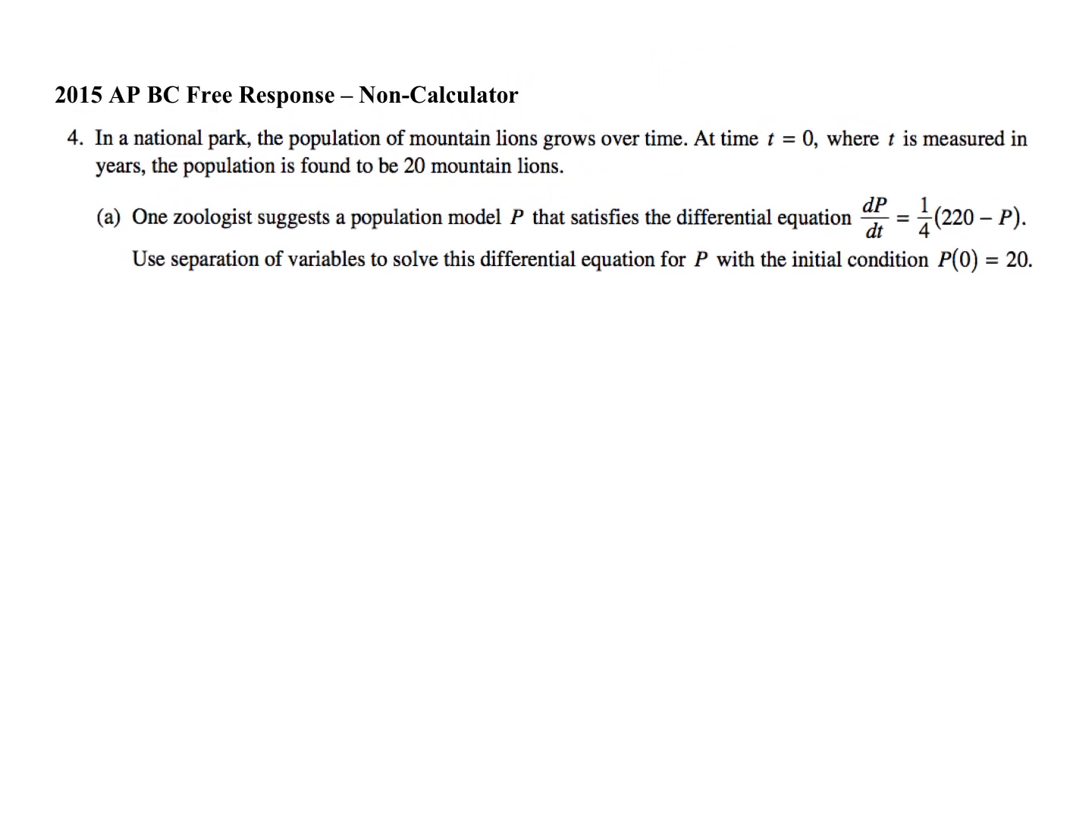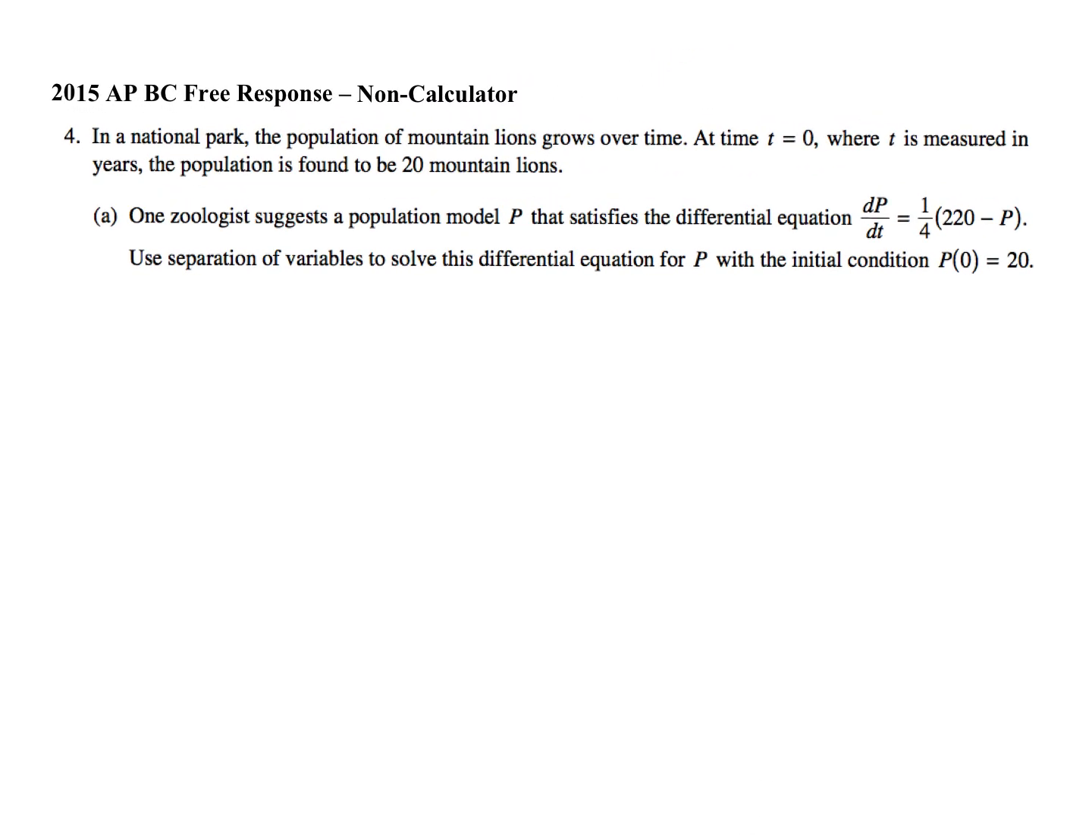Page 18. All right, mountain lions. Mountain lions are growing over time. Population, woo! At time t equals 0, the population is 20 mountain lions. That's funny, this is the same point as last time, 0, 20. Okay, we got this rate that these mountain lions are growing. Let's go see how many points we can get. They said separate those variables. Let's do it. What's that first separation going to look like?